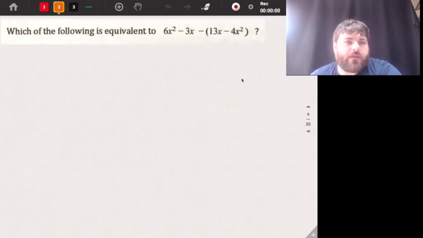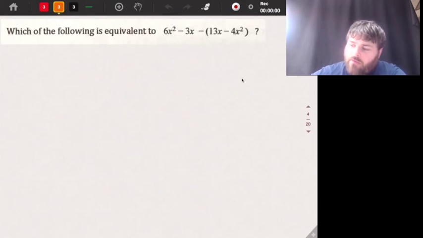All right, next one. Which of the following is equivalent to 6x squared minus 3x minus the quantity, in parentheses, 13x minus 4x squared? All right, so this one is not an equation. There's no equal sign. There's no left side and right side. This is definitely an expression. So we're either simplifying or evaluating. And I don't see anything that says x is equal to a number. So we're not actually evaluating. We are going to simplify this. So we're going to remember that we're still living under PEMDAS. We're going to follow those rules.